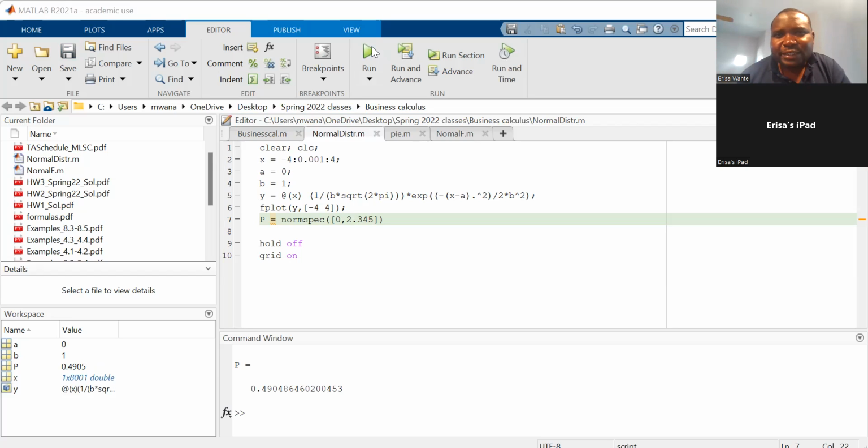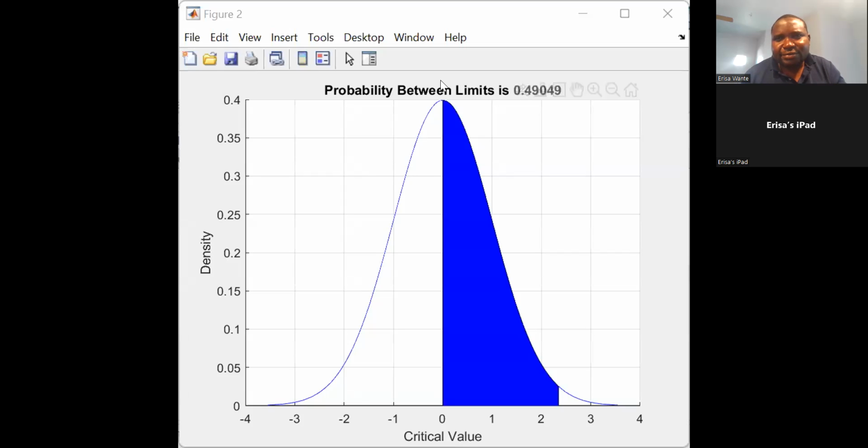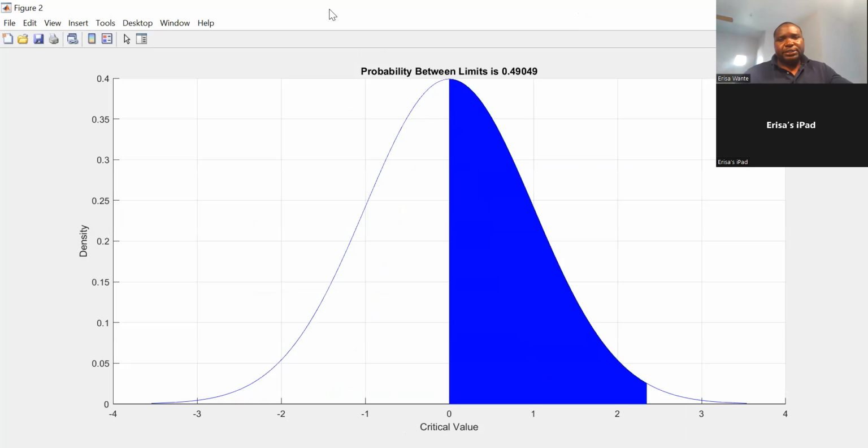I have to stop sharing the first part to show the second part, so I have to come back here and share the screen to show you what I got. This is what I have if I use my command normspec. I get the probability between 0 and 2.345. This is the shaded area, and I have the value here as 0.49049, that's the probability.